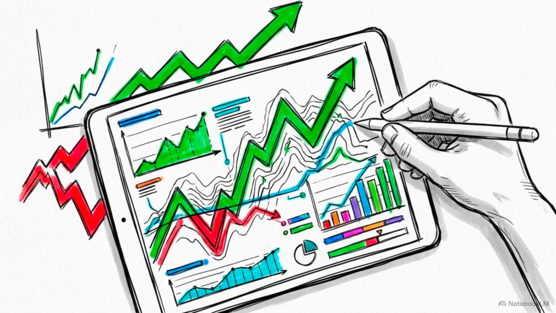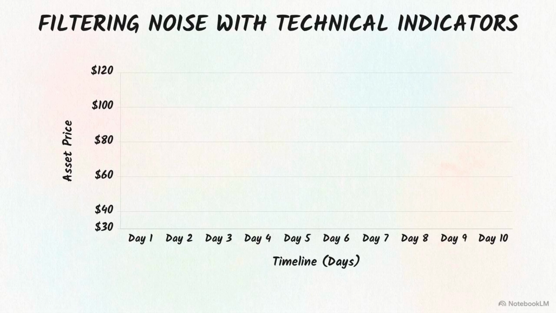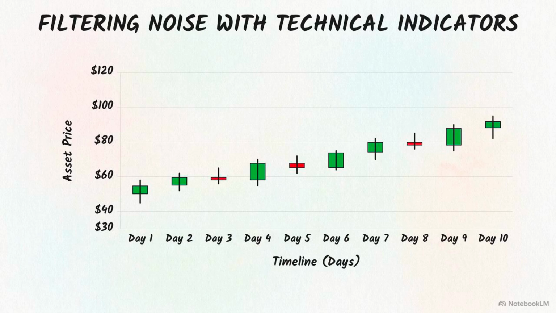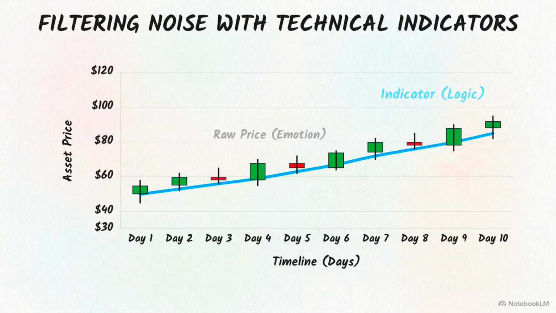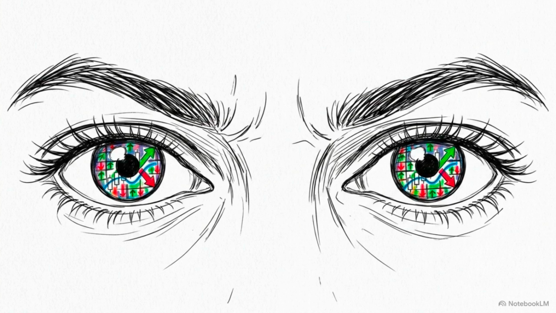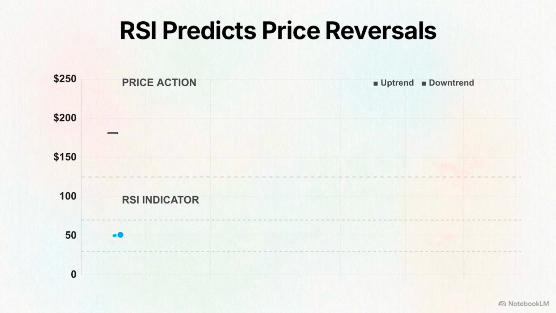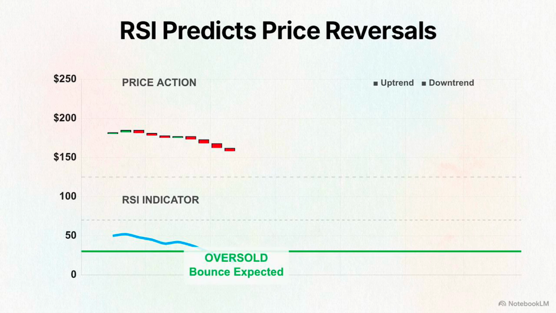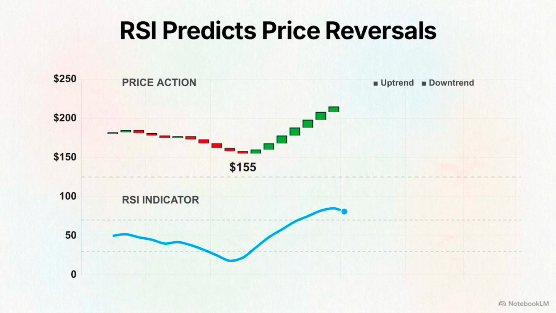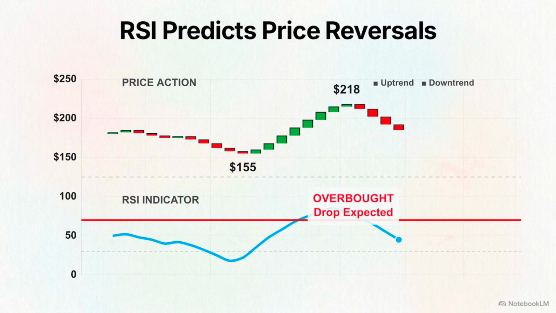But to decide exactly when to buy or sell, traders rely on mathematical confirmation. We use technical indicators. If support and resistance show us exactly where the battle is taking place, technical indicators help us predict who is going to win it. The Relative Strength Index, or RSI, tracks market momentum. When the number dips below 30, the asset is oversold and likely to bounce up. Conversely, climbing past 70 means it's overbought, and the price will likely drop.